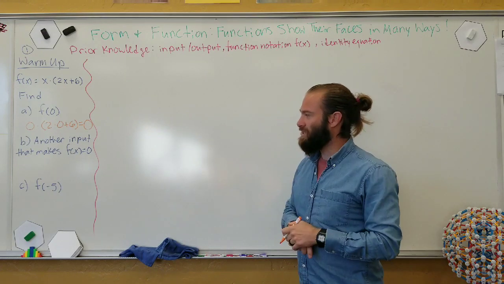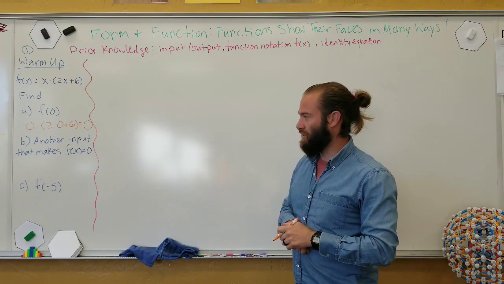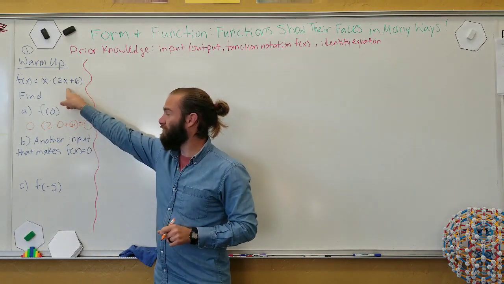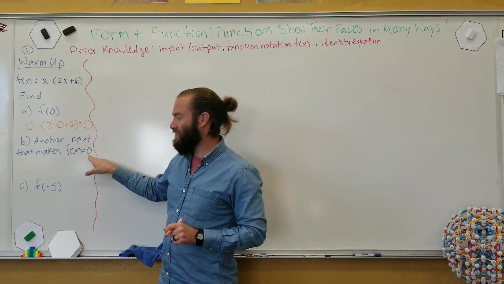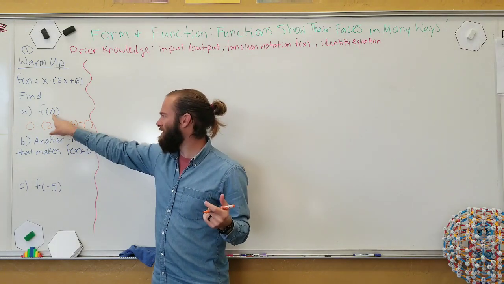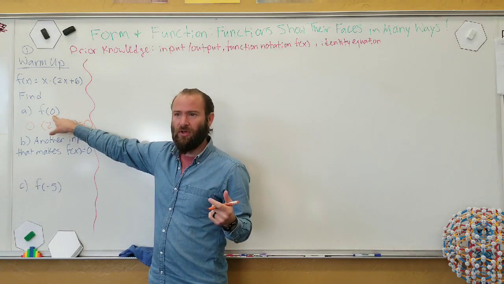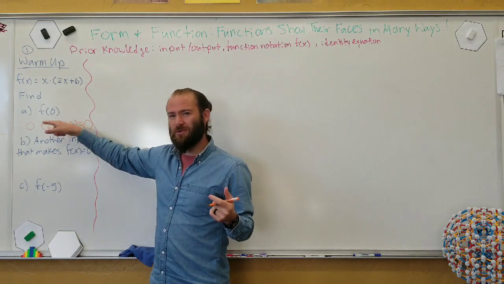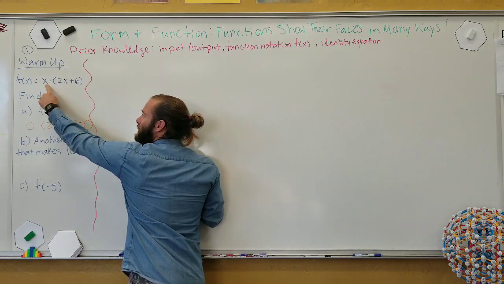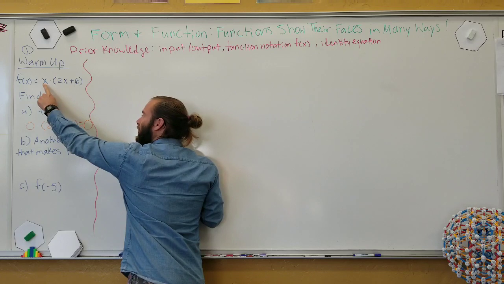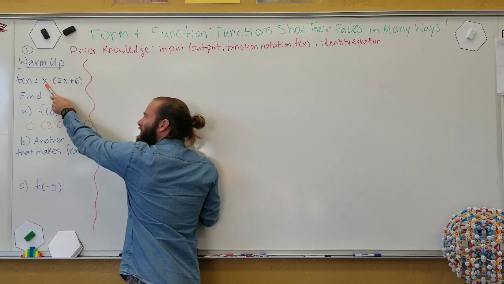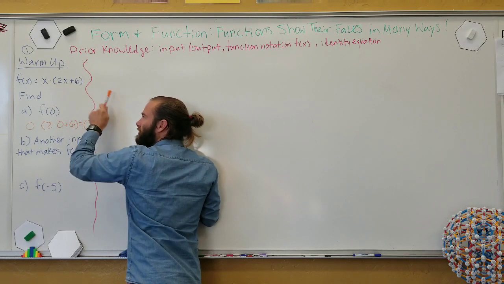B is an interesting one. It says another input that makes f of x 0. Remember how 0 gave me an output of 0 for this function, and it's actually asking me the reverse. If I want an output of 0, what's another input? We have one input that makes an output of 0, but what's another input? This one's going to take a little bit of searching, I think. But if you look at the fundamental structure here, this function is built on, like I said earlier, a product. In this case, the input times twice the input plus 6. Well, we already found out that putting 0 right here makes all of it be 0.